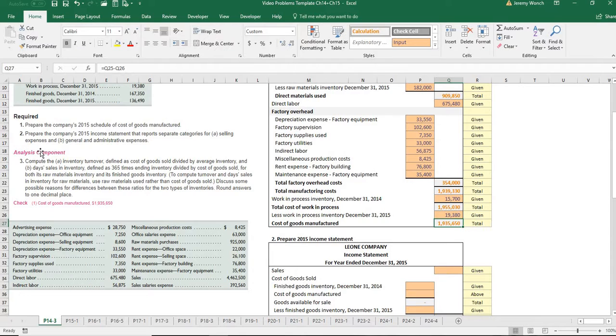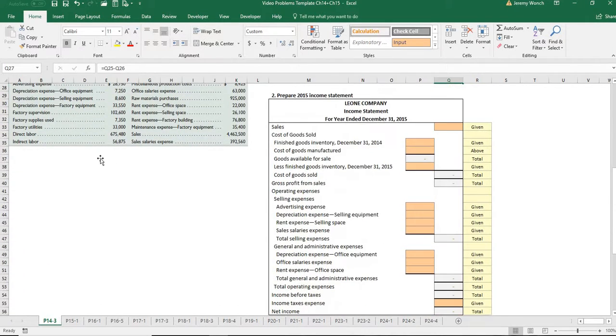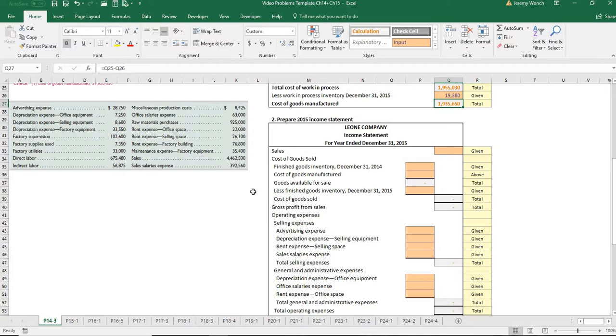All right, so number 2, it says prepare the company's income statement and report separate categories for selling expenses and general administrative. Okay, so we'll go down here. And so our income statement, we start off with sales. And so our sales are given to us right here at $4,462,500. And now we're going to calculate our cost of goods sold.